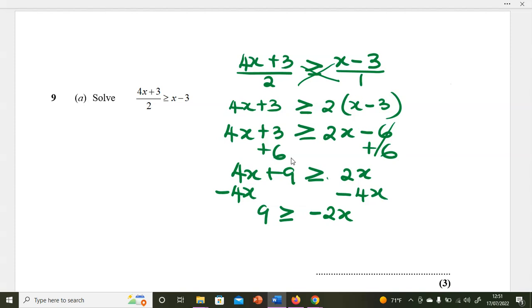To find the value of x, I have to divide both sides by minus 2. So the value of my x is going to be x is greater than or equal to minus 9 over 2. So this is your answer.